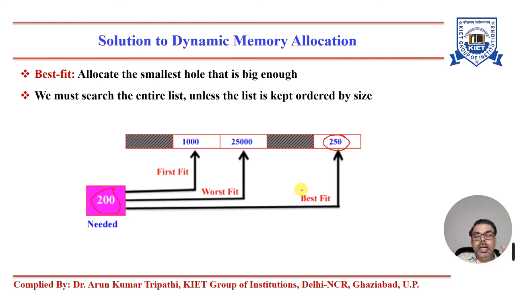In the first fit, it will scan, and whenever it gets sufficient space, the process will be allocated to that hole. In the best fit, it will search the entire memory location and find the hole in which there is the least amount of wastage of memory after inserting the process in that hole. While in the case of worst fit, it will scan the entire memory location for the largest hole and insert the process in that.